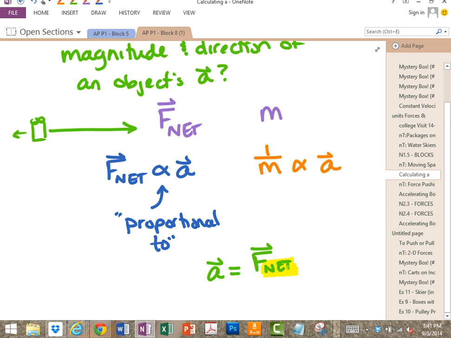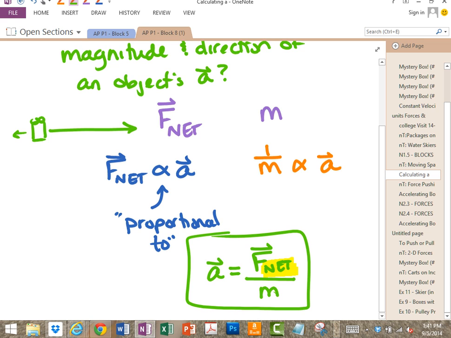Because if the net force is 0, what do you know about the acceleration? It's 0, right? Are you with me here? So that has to be net every single time. And I want the M in the denominator, and then I'm going to put a big box around that because that's important. The acceleration is dependent on the net force and the mass. Is that okay?